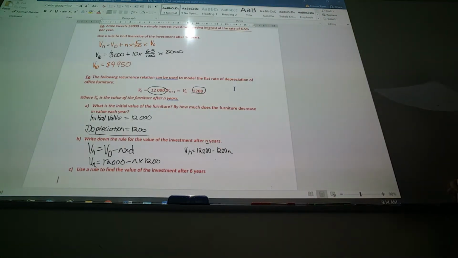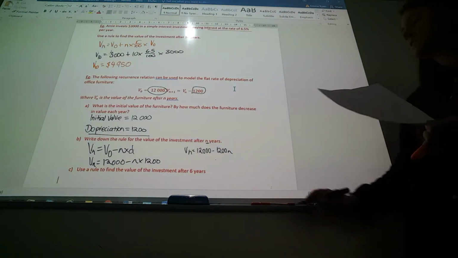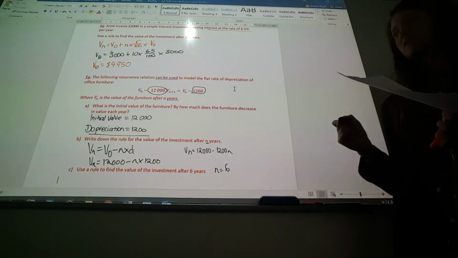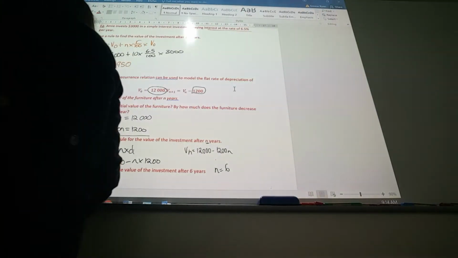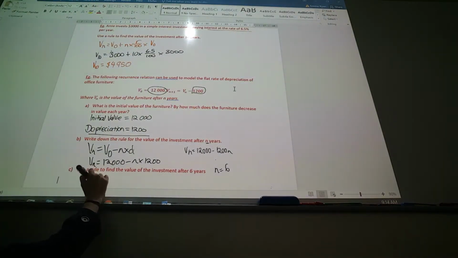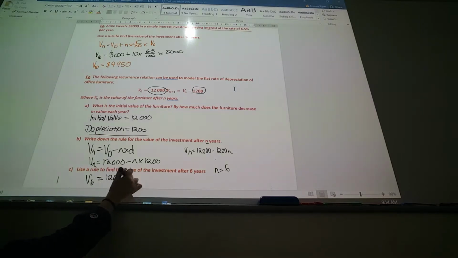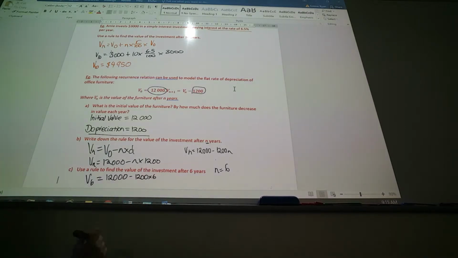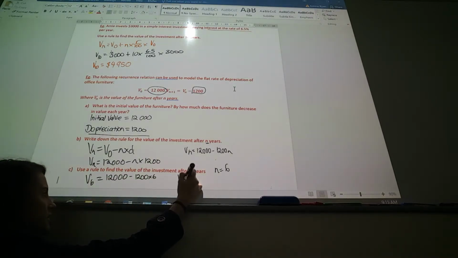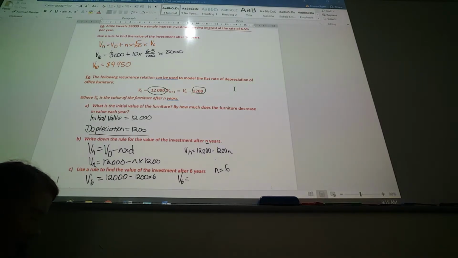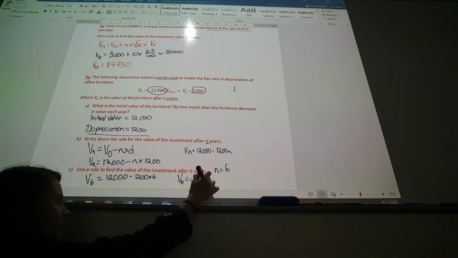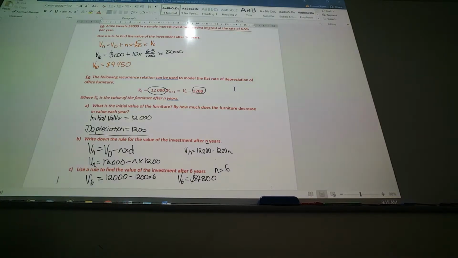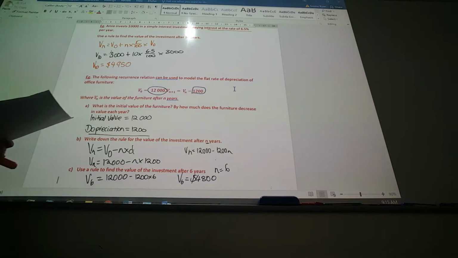Okay, and then part C, use a rule to find the value of the investment after 6 years. So this means that our n is going to equal 6. So wherever there is an n, we're going to put in a 6. So we've got V6 equals 12,000, take 1,200 times 6. Put that into your calculator. So our V6 will equal $4,800. Did you take away 6 times 12,000? Yep, that'll work too.